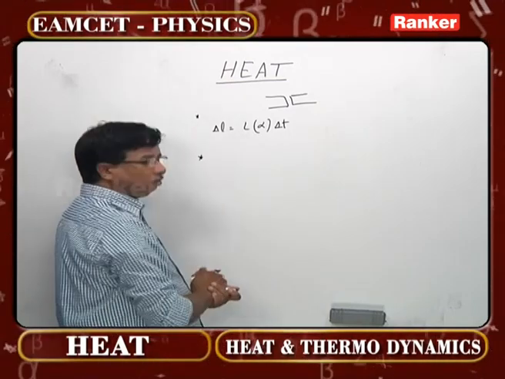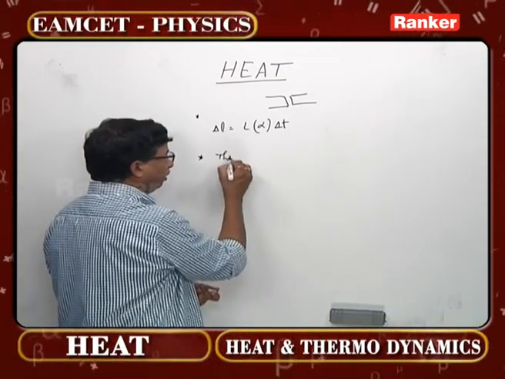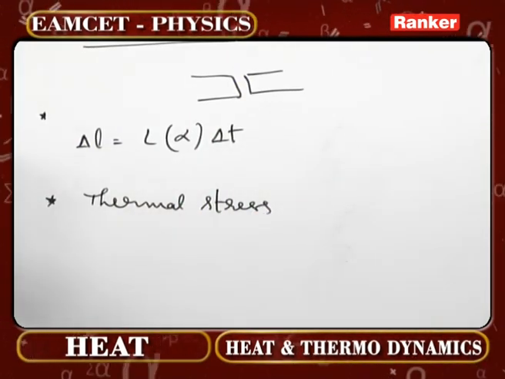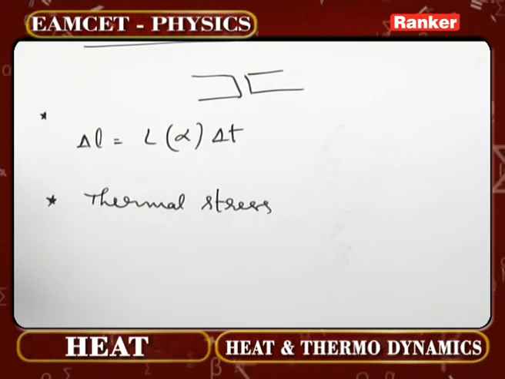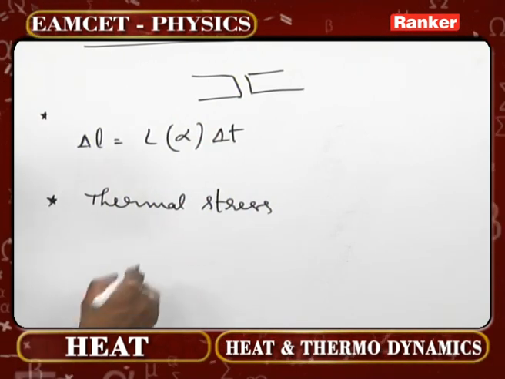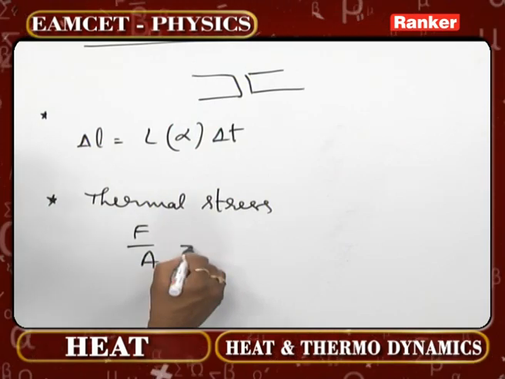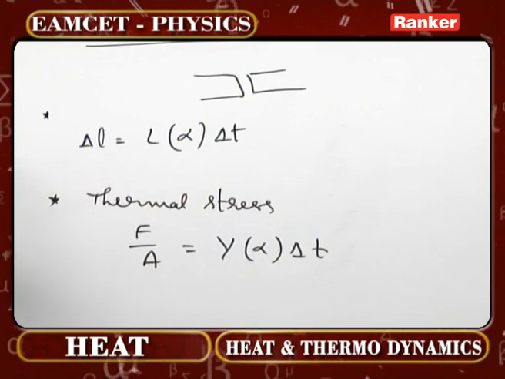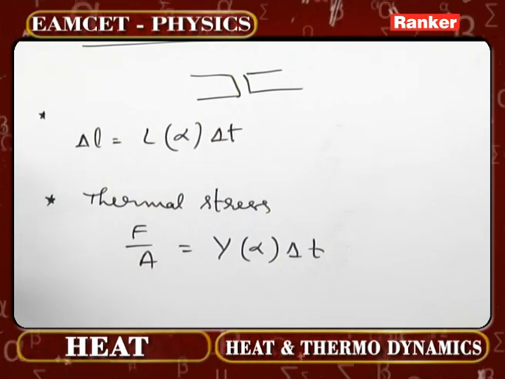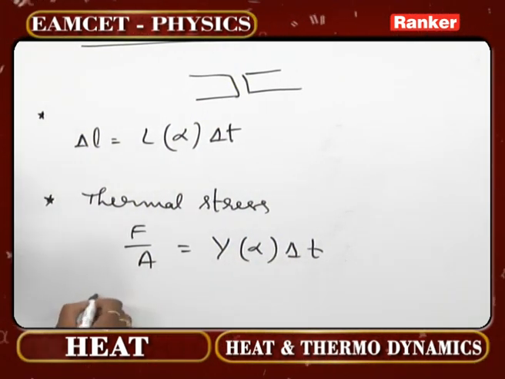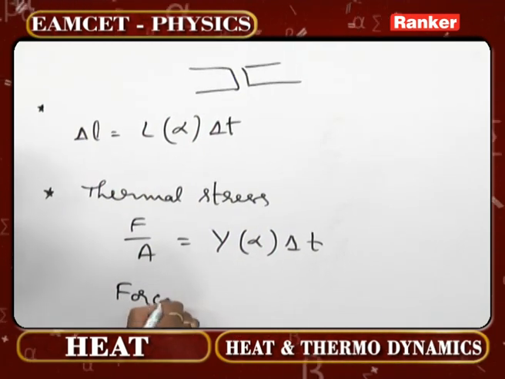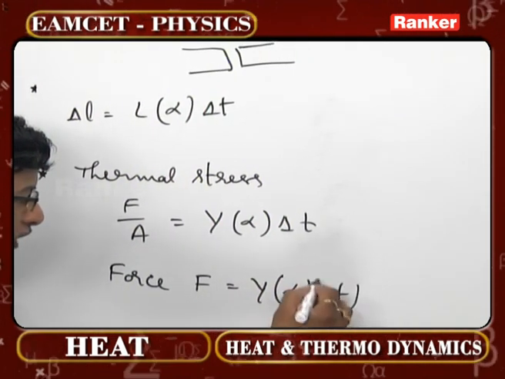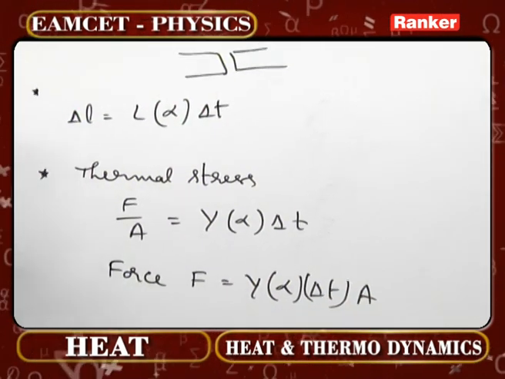What exactly is the concept of thermal stress? We have discussed this earlier in one of the chapters, elasticity. Thermal stress F by A can be written as Y alpha delta T, where Y is Young's modulus, alpha is the coefficient of linear expansion, and delta T is the variation in temperature. Thermal force is then Y alpha delta T into A. This is another application we have to take up.